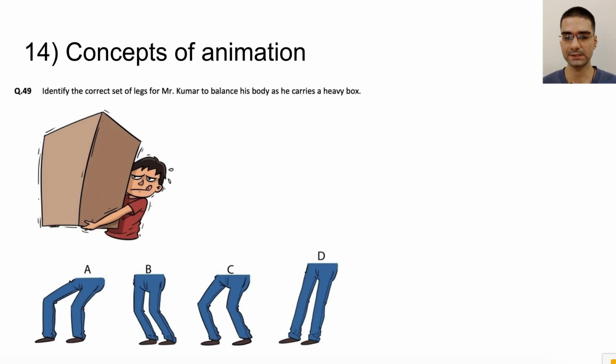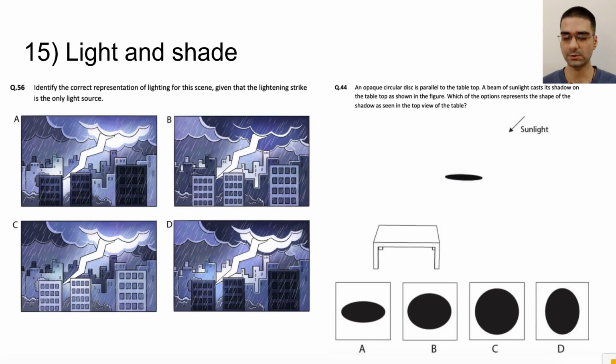The 14th one is concepts of animation. Concepts of animation, such as a man holding a heavy box and how his legs will appear, are what you require to know, that is, the different concepts that are based on animation. Walk cycle is another commonly asked question, and bounce cycle has also been asked in the past.